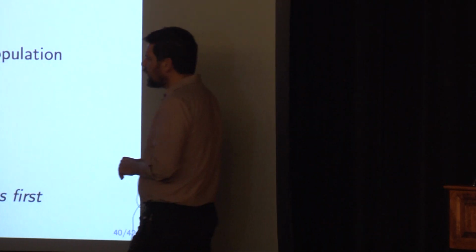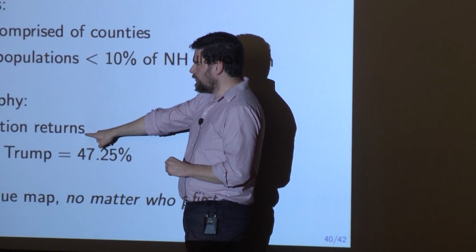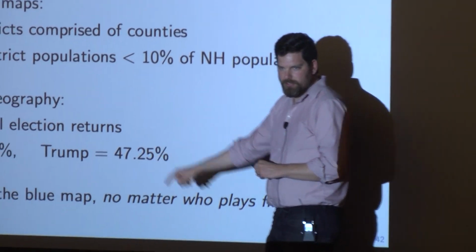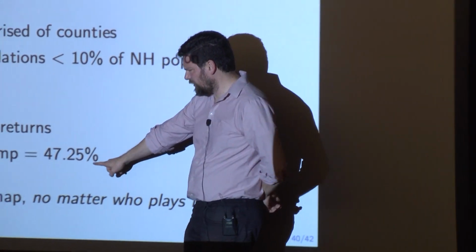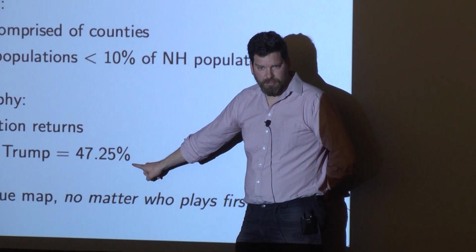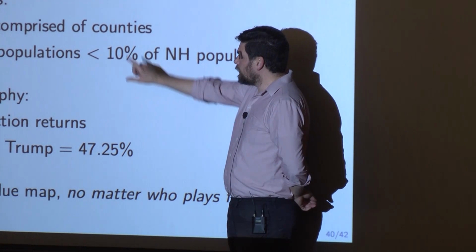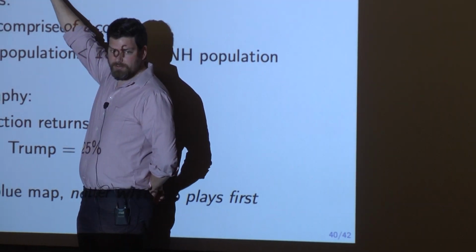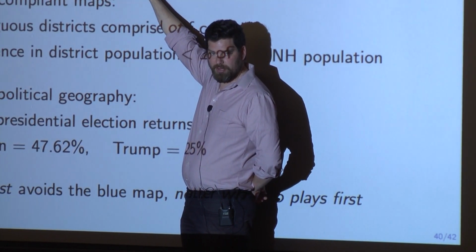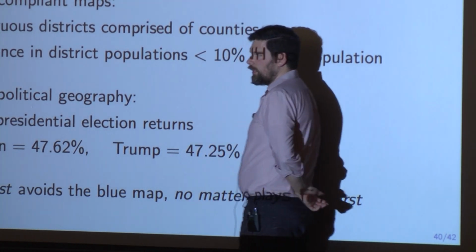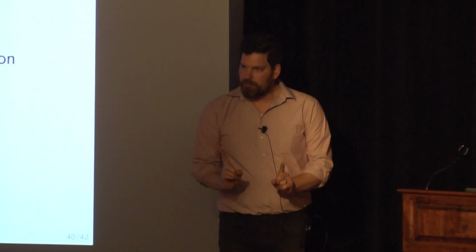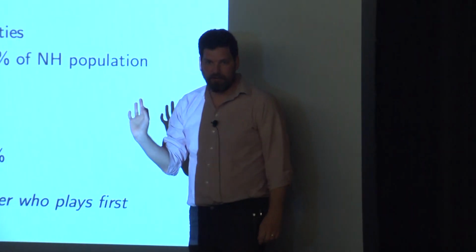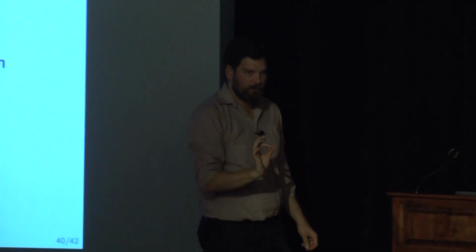If we think of the presidential election returns as the truth for what is red versus blue, you see that the vote is remarkably close in that state. And even despite that, there's a compliant map that gives both seats to the Democrats. If you play utility ghost, both sides play optimally, it doesn't matter who goes first. You're going to get one of the other maps, so not all blue.